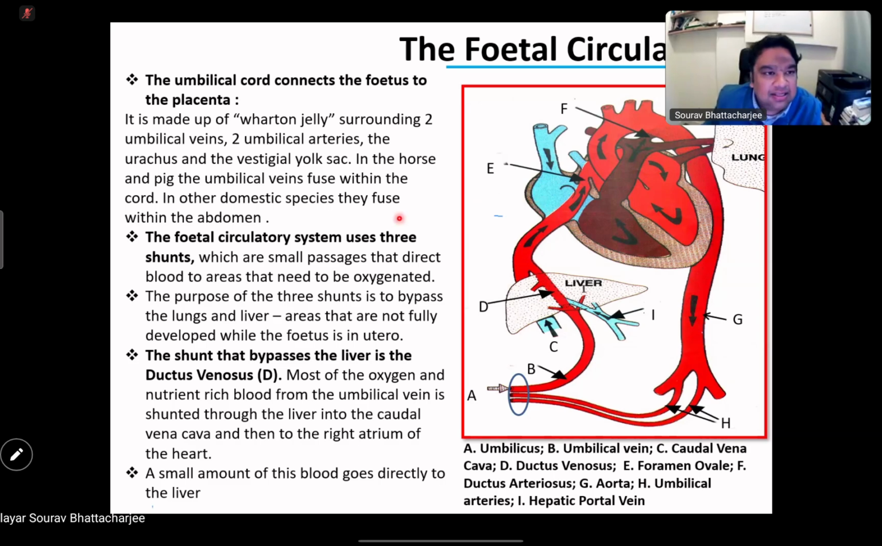Bottom line is, these three shunts, ductus venosus, foramen ovale, and ductus arteriosus, were only there for the fetal circulation. The moment the baby is delivered and starts breathing independently, these three shunts are all closed very soon, usually immediately and within the next 4 weeks, max. Because otherwise it is incompatible with life.